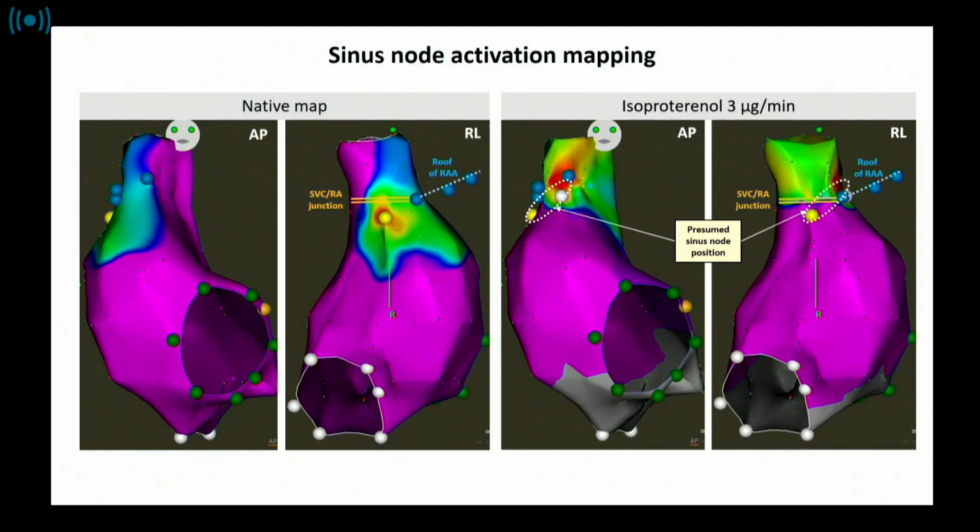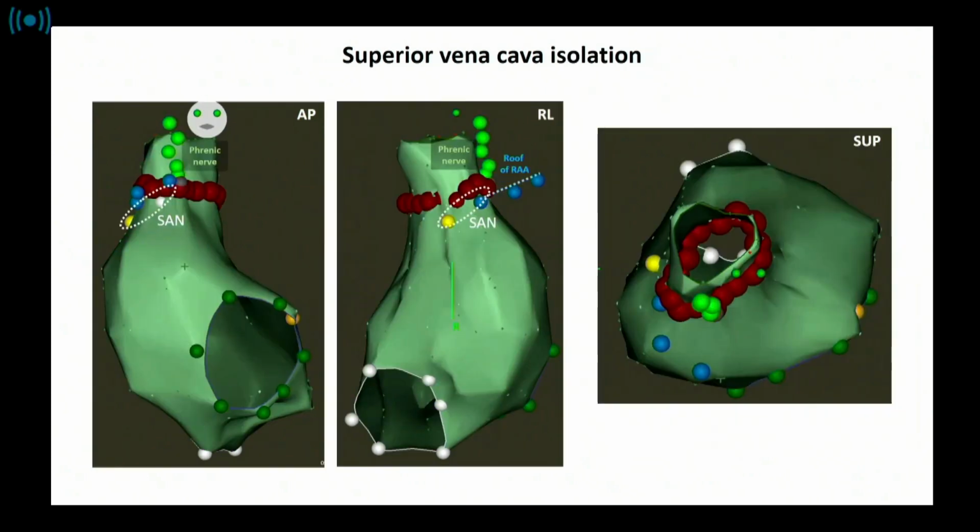And you see that during isoprel infusion, the earliest activity is superior to the ostium or junction of SVC right atrium. So what we did next is that we started with superior vena cava isolation. We don't care about phrenic nerve lesion. In fact, we may create some temporal lesion, but it recovers in minutes, or at the latest at the end of the procedure. So this is the first step.